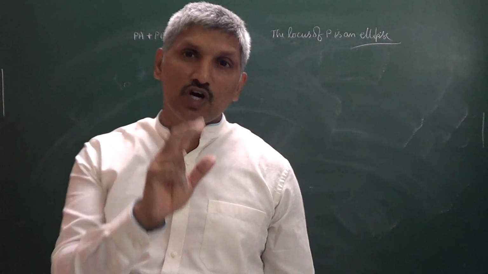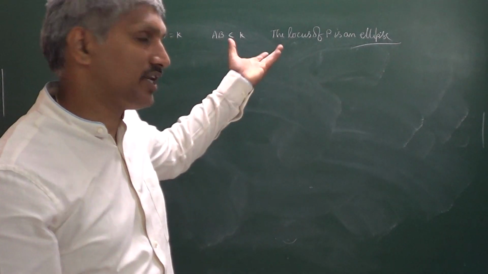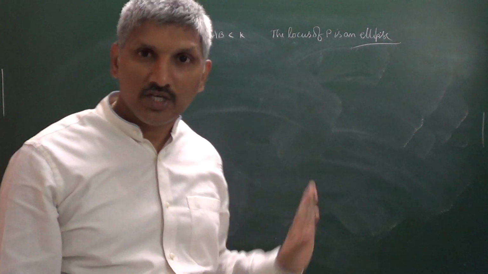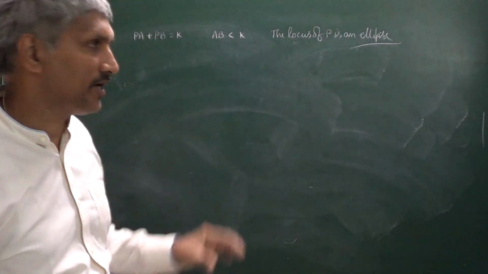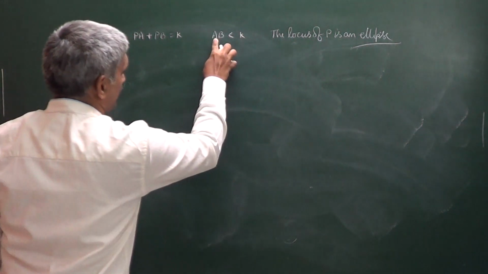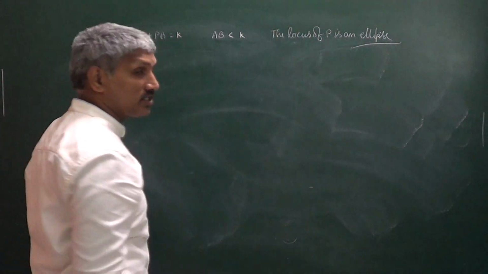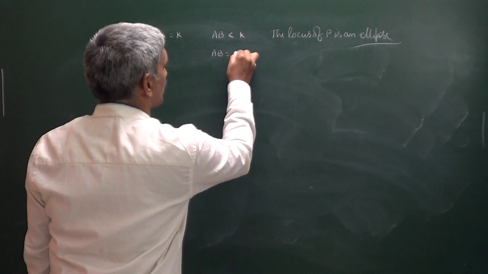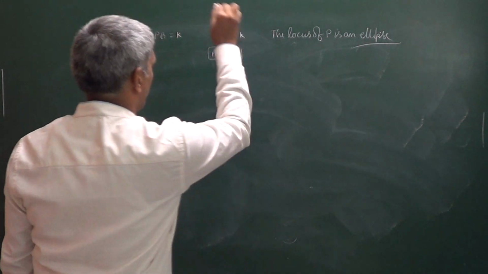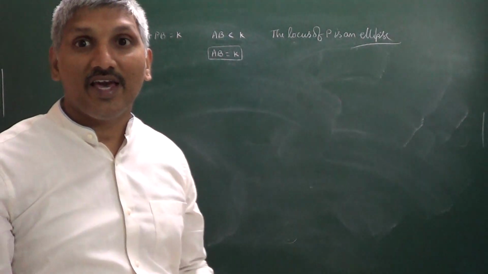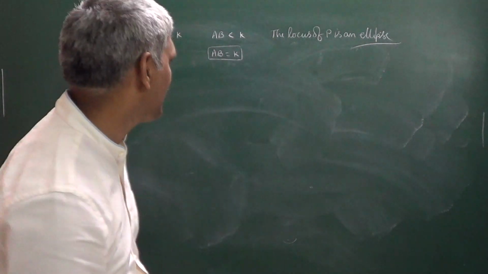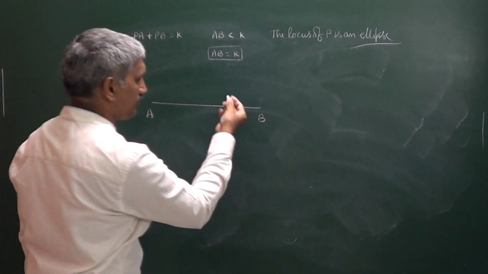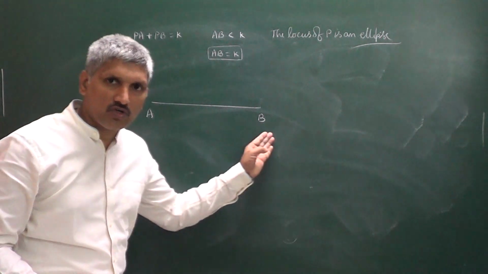At present you can't follow why it represents an ellipse. It will be discussed in the coming classes. Just at present note it down as a point. If AB is less than K, the locus of P is an ellipse. But what happens if AB is equal to K? The locus of P is a pair of straight lines. You can observe here. This length is equal to AB, and this length is equal to K.